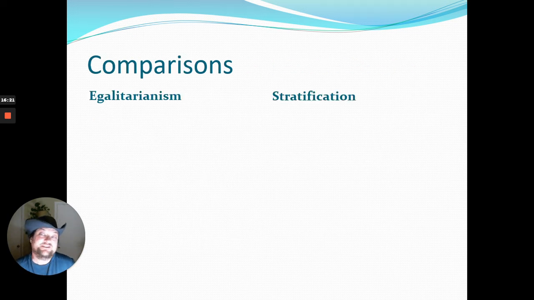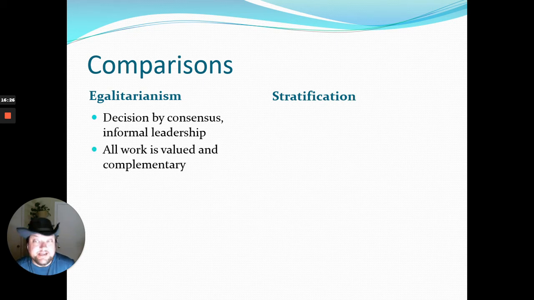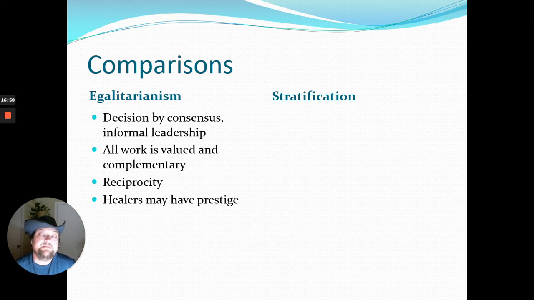All right, and just some quick comparisons here, in terms of how things work in an egalitarian society. Decisions are made by consensus. Any leadership is informal, so there's no overt power over other people. Everybody's work is considered valuable and complementary. So whether you're cooking a meal or actually going out and getting the food or doing some other stuff, it's all important. It's all recognized. We already mentioned reciprocity. Some healers might have a bit more prestige, and we'll talk about, again, that prestige versus power versus wealth thing in a slide that's yet to come.